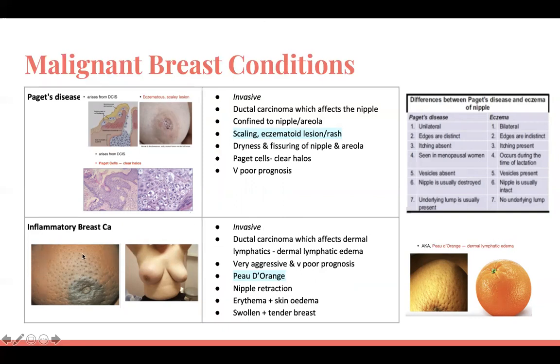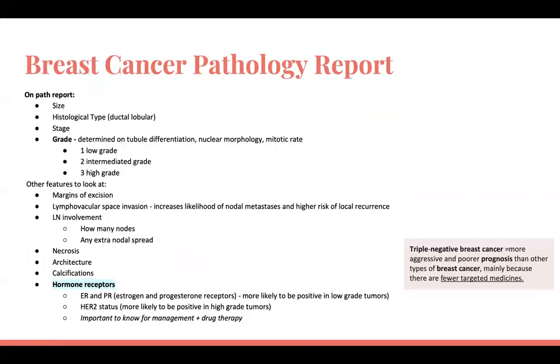Next malignant disease is inflammatory breast cancer. This has a very poor prognosis and typically presents with peau d'orange, so it looks like an orange, and that's due to dermal lymphatic edema, and it tends to also have a swollen and tender breast.